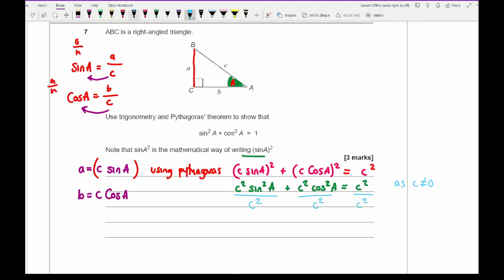And so what do I then end up with? Well, that c squared is going to cancel with that c squared, and these two cancel each other out to equal 1. And what am I left with? Well, I'm left with sine squared A plus cos squared A equals 1, which is what they wanted me to show.